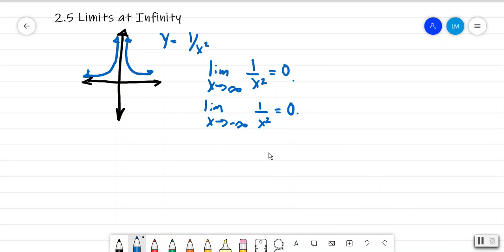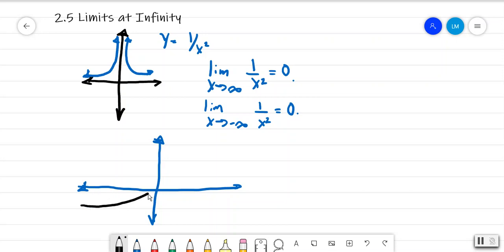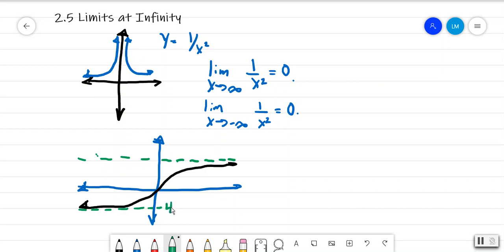Now, let's say that we're looking at a different function, and we want to see what happens similarly. Let's say that we have this equation right here. Didn't mean to do that. Okay, so let's just draw it again. Let's say that this is our equation, and suppose that we have a horizontal line right here, and then maybe down here as well. We'll call this negative L, and then this will be L.